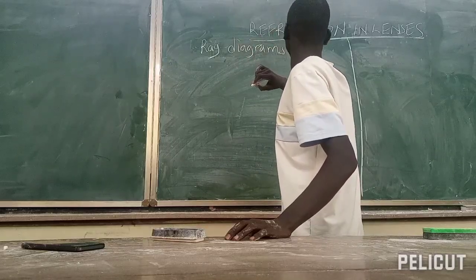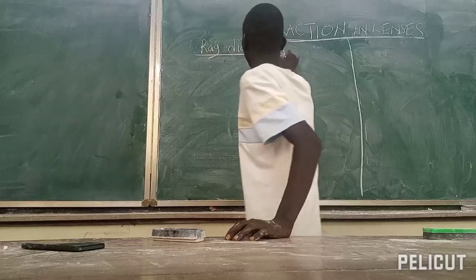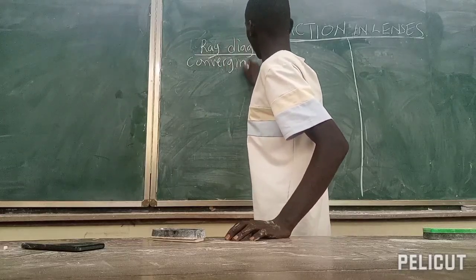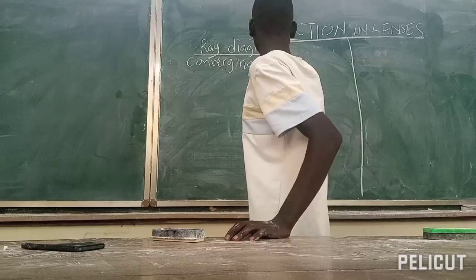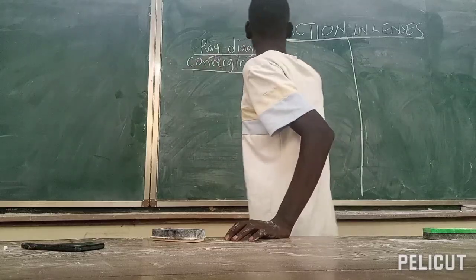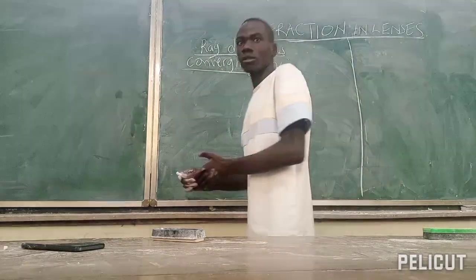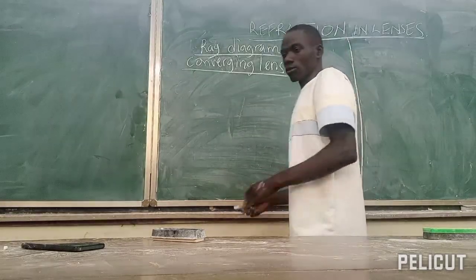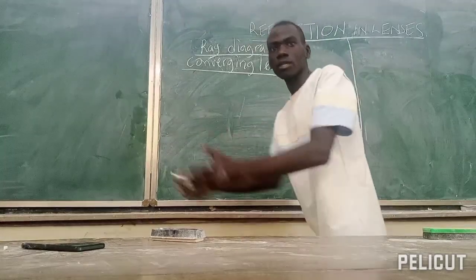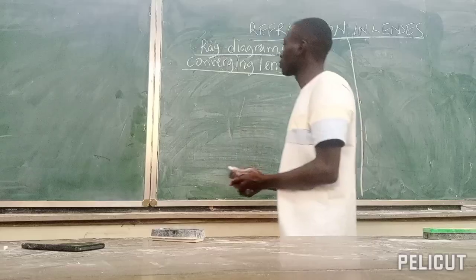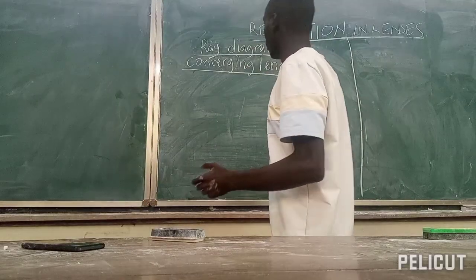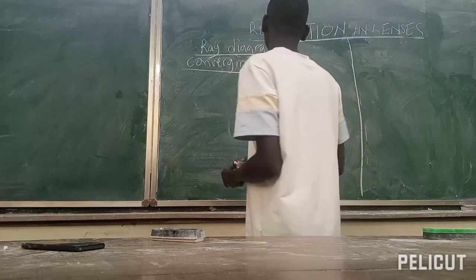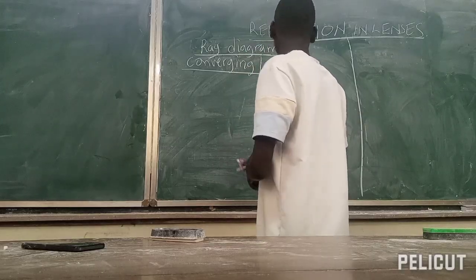Starting from ray diagrams. First of all, we shall start from a converging lens. The first one we had was a converging lens. But before we start drawing ray diagrams, do you know the structure of a converging lens? Let us first see the structure of a converging lens before we go and draw the ray diagram, and how the rays can move in a lens called a converging lens.